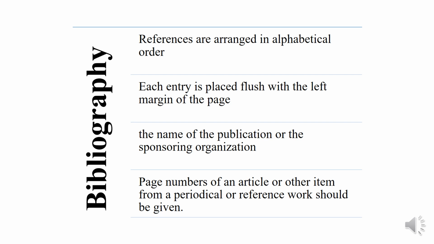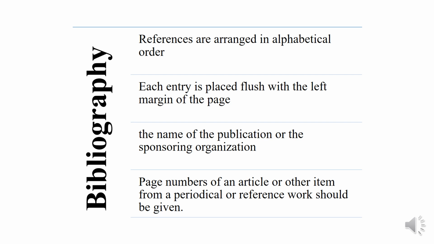In preparing a good bibliography, the following guidelines are useful for you. First guide: references are arranged in alphabetical order according to the last name of the author, which is listed first. The second one: each entry is placed flush with the left margin of the page, and subsequent lines are single spaced and indented 5 spaces. A double space separates entries.